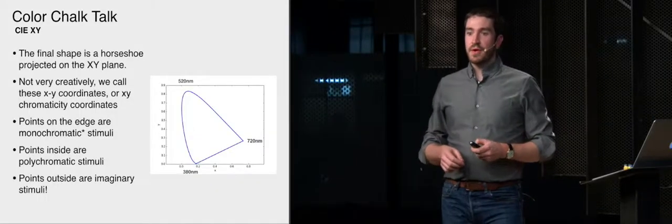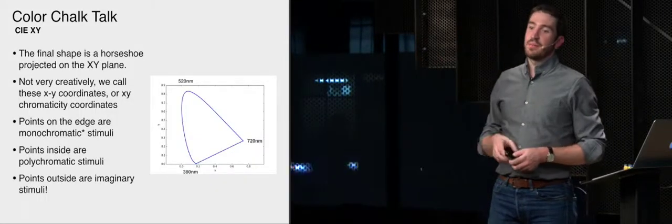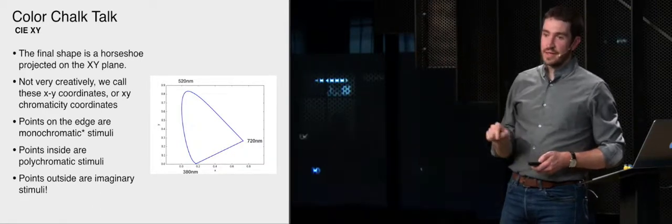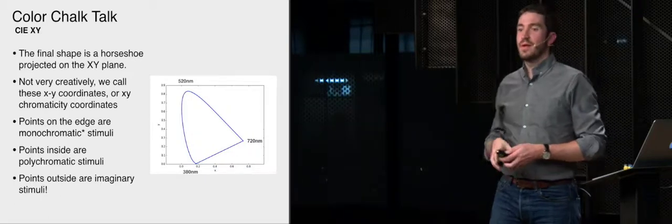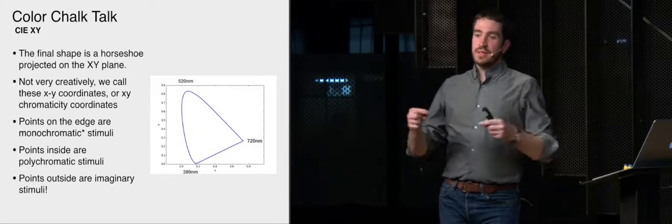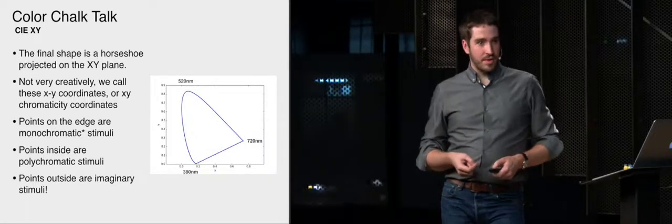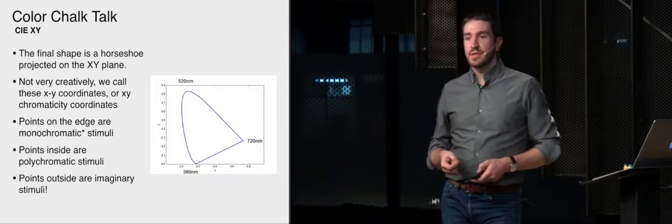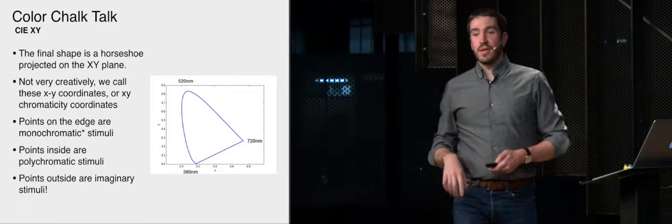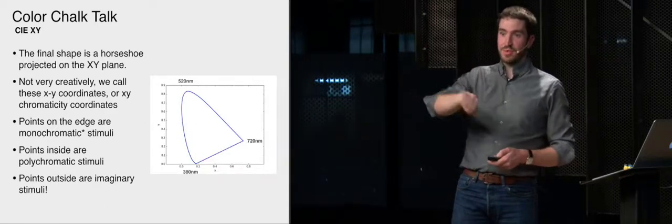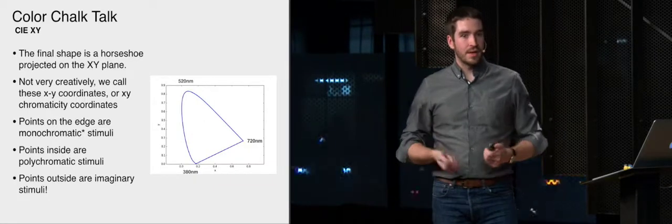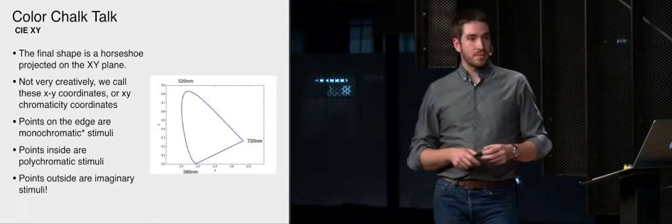And so from there, in this diagram, that edge, if you remember, came from all of my monochromatic lights, and I can plot that out step by step. We're now looking at a projection of that red plane that you saw. Any point inside that horseshoe is a real color that you or I could see. Any point on the edge of that is one of our monochromatic lights. There's a little star there because that's not true on that bottom horseshoe part. And then any point outside that is, again, one of those imaginary colors.